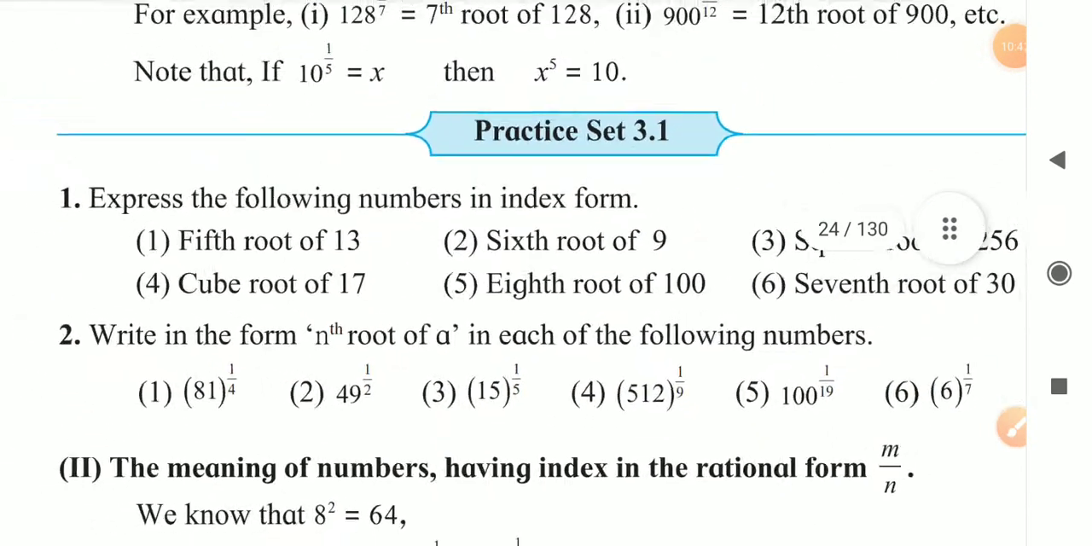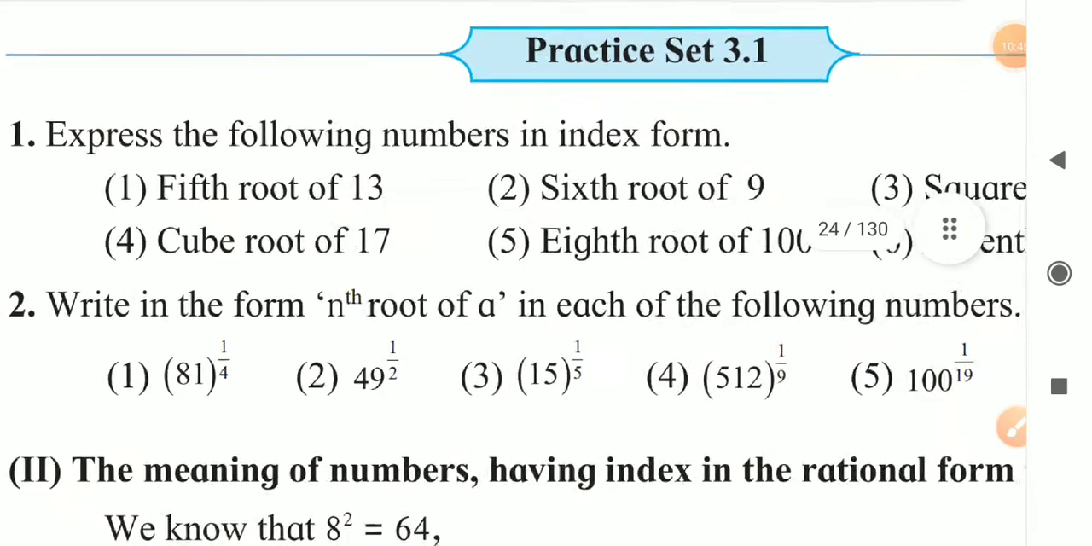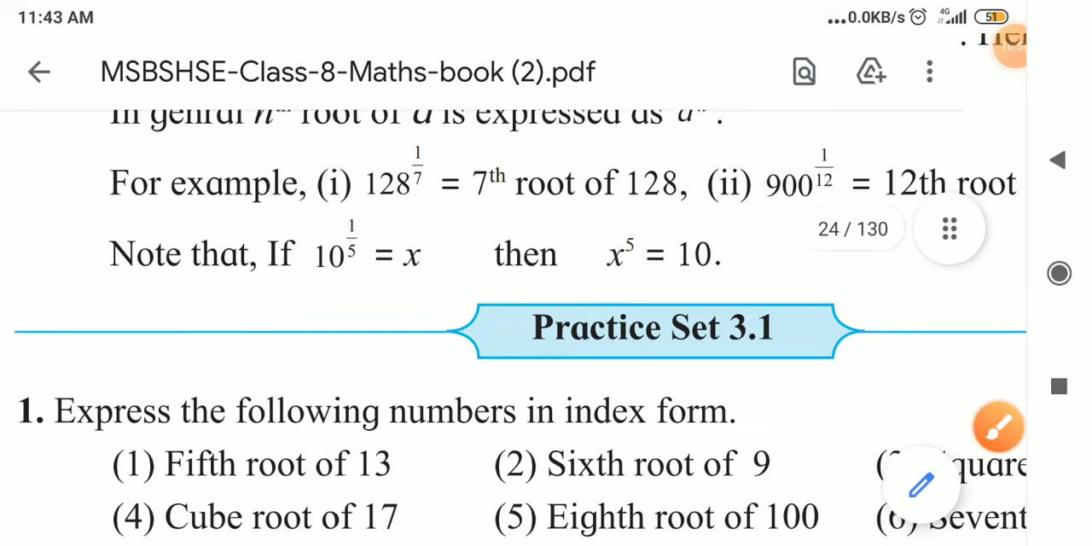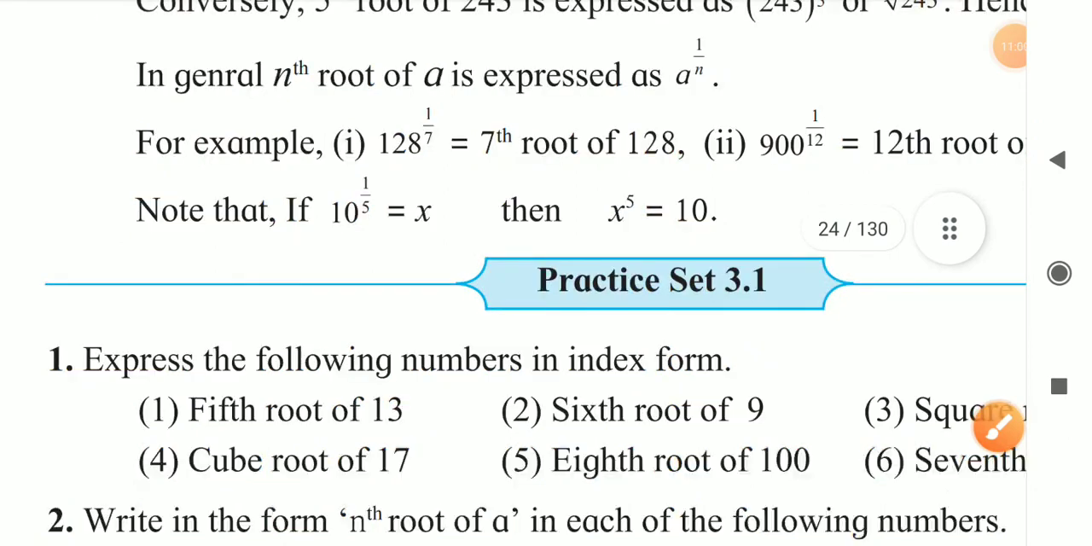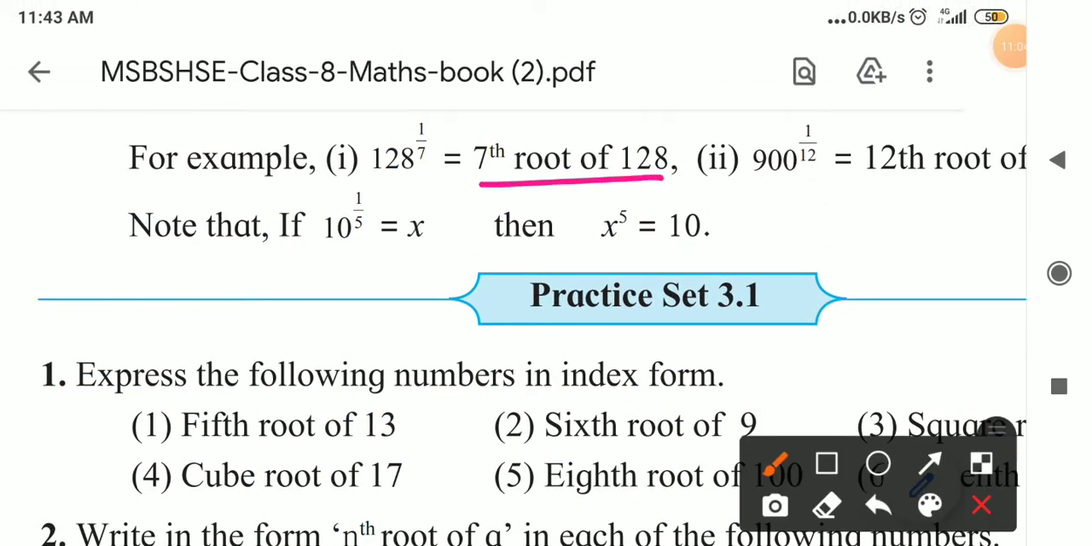So express the following in which form? They told you index form. So how to write the 5th root of 13? You can write it in this way. 5th root of 13. How is it given here? See here. If you are not understanding, then just see this also. You can write this or that, anyone.